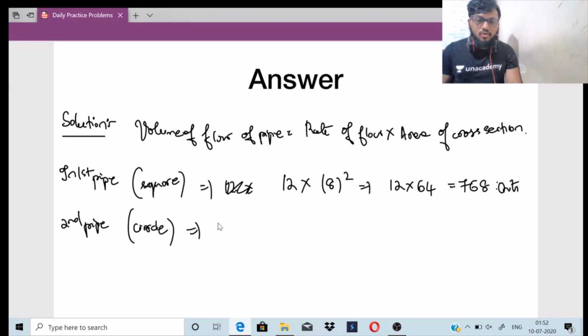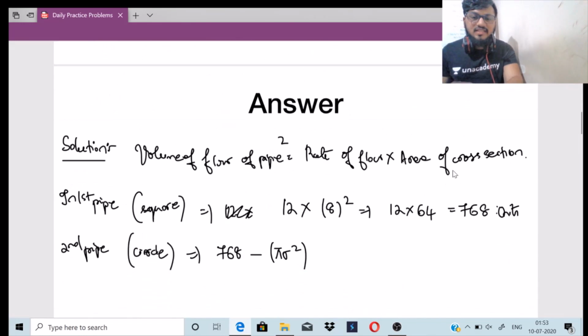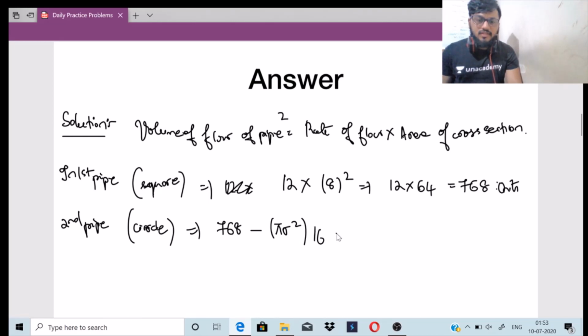So the total volume here by the square pipe, 768 units, minus the volume of flow of pipe 2. What is the volume of flow of pipe 2? What is the area of cross section? When you go into a circle, the area is given by pi r square. And what is the rate of flow? The rate of flow is 16 centimeter per second, into 16. So I can write this as 768 minus 16 pi r square.